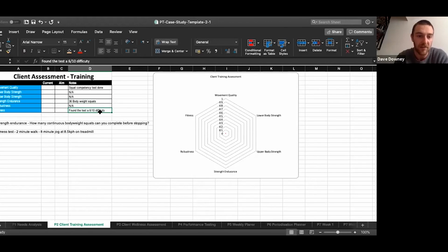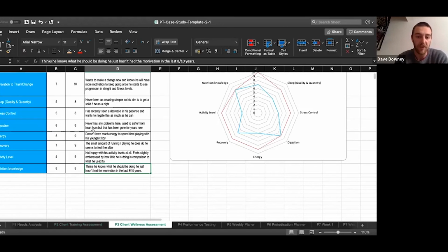And then a nice easy fitness test that we did: a 2-minute walk and 8-minute jog at 8.5 kilometers per hour on a treadmill. And then we just do a rating out of 10 on difficulty. John is expressing there a 6 out of 10 difficulty for that fitness test. Really easy one that we can go back and test again on both aspects there.